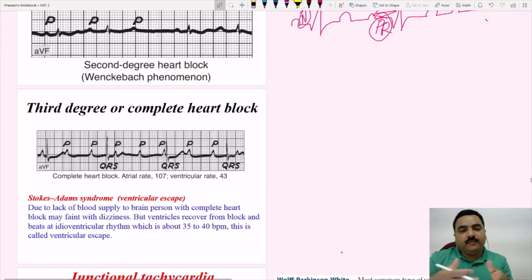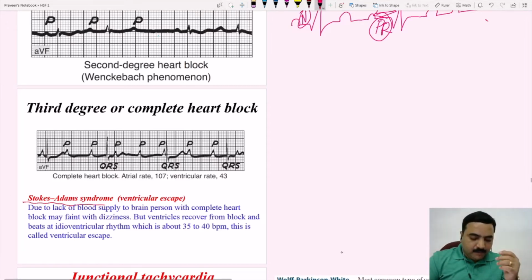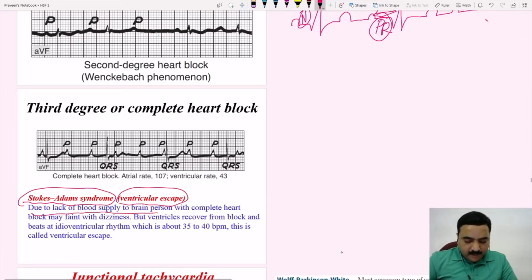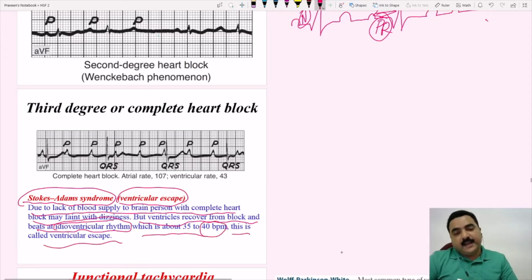So all these phenomena together are what is referred to as Stokes-Adams syndrome, which includes this ventricular escape. Due to lack of blood supply to the brain, a person with complete heart block may faint. But the ventricles recover from the block and beat at the idioventricular rhythm, which is much slower, less than 40 beats per minute. This is called ventricular escape. So you have to remember these phenomena, like Stokes-Adams syndrome and ventricular escape, that are associated with your third degree block.